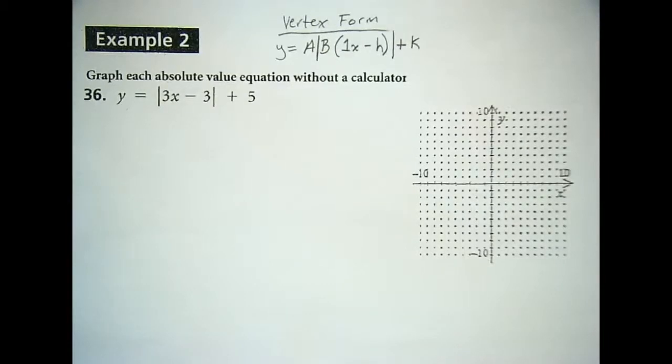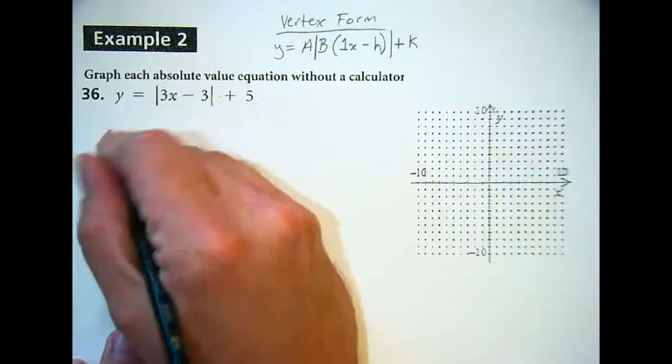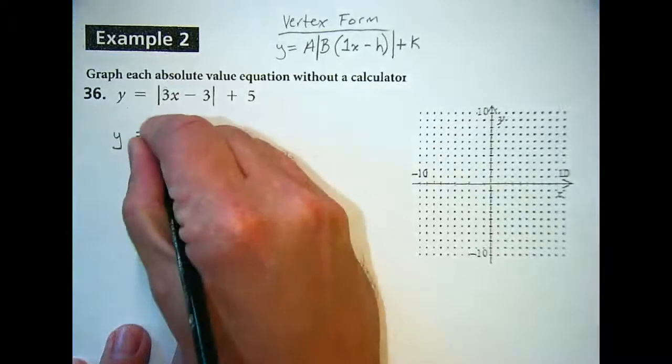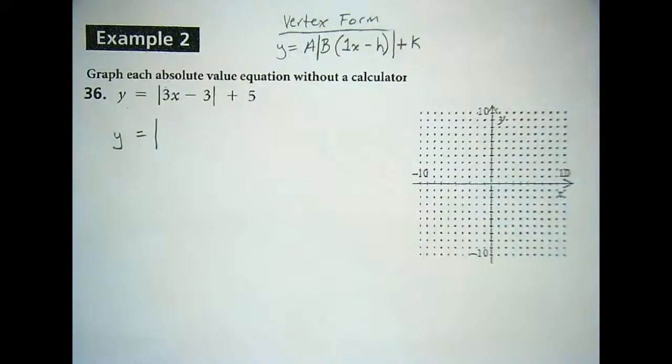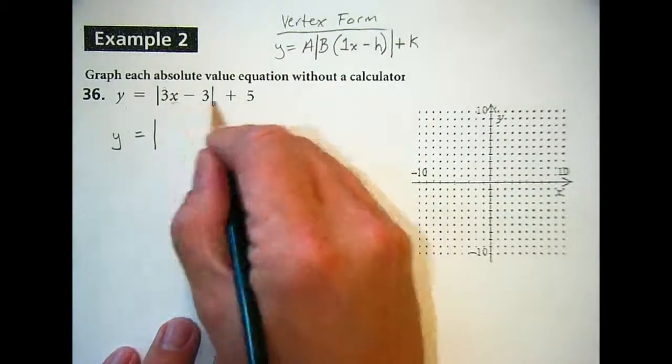Emily? Good. This is supposed to be a 1 in front of the x. Does anyone know how to change that into a 1? Maddie? Good. You factor out a 3.